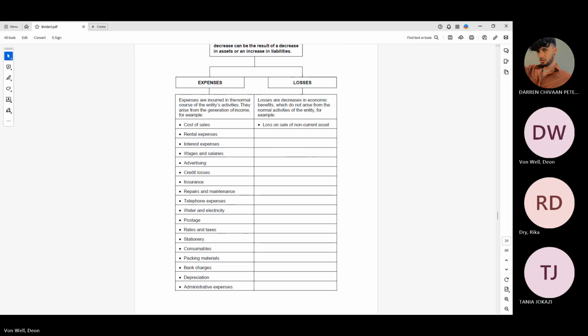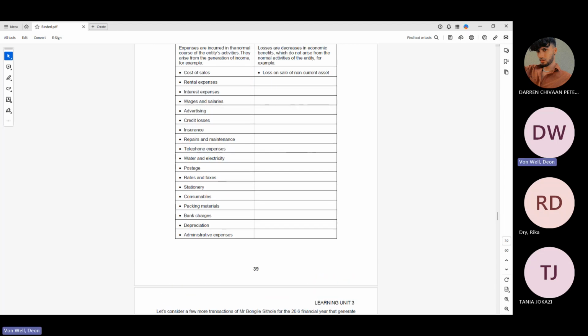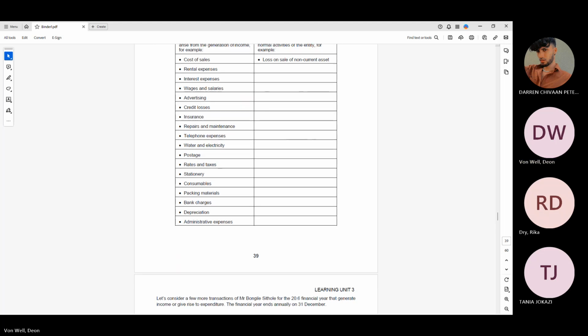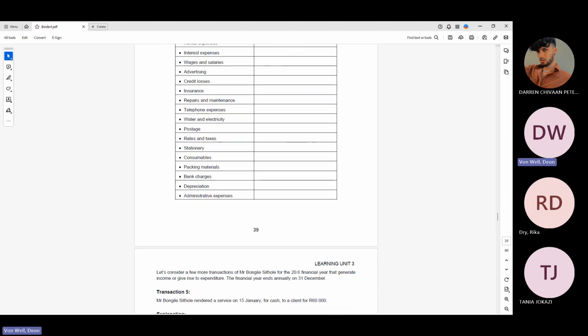Learn them. Go and memorize them, so that if you see something like insurance, you know that's an expense. Expenses increase on the debit side, decrease on the credit side. Expenses decrease equity. Learn those things, remember those things.